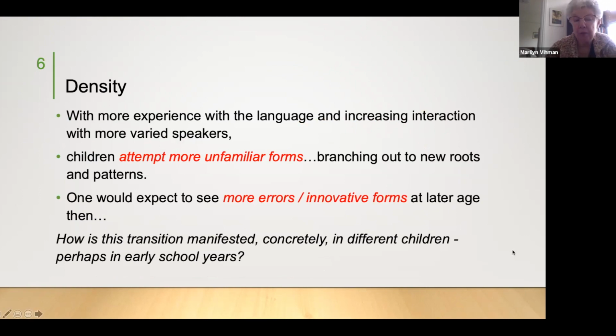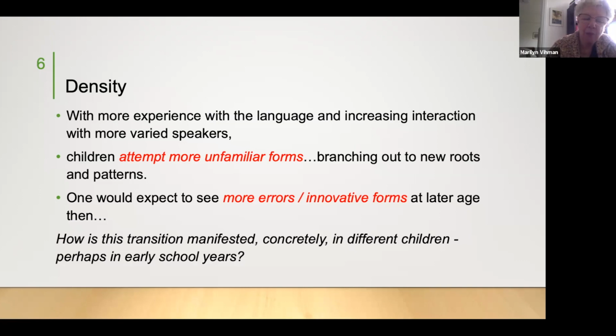As the children gain experience by hearing the language every day and beginning to interact with more varied speakers as they get a little older, then they begin to attempt more unfamiliar forms, branching out to new roots and new patterns, new roots and new conjugations. And one would then expect to see more error. So error is one of the things that wasn't covered in the talks that we heard today. And I'm quite curious about that. I wonder just how that transition to beginning to use more unfamiliar forms looks like.